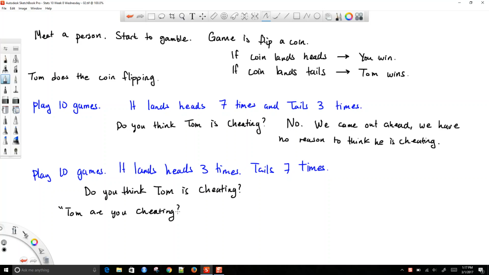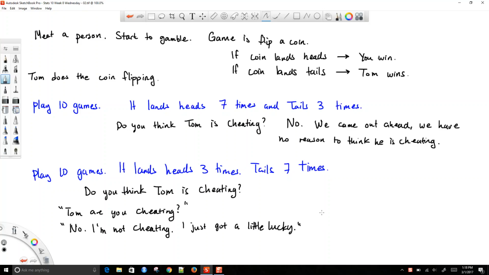Tom, are you cheating at the game? Anytime somebody asks you, "Are you cheating?" Well, maybe not you, but Tom's going to say, "No, I'm not cheating." What are you talking about? What's Tom's defense here? Tom says, "No, I'm not cheating. That's just what happened to the coin, right? I just got a little bit lucky. I won a couple times, right? I just got a little lucky." And is that possible?